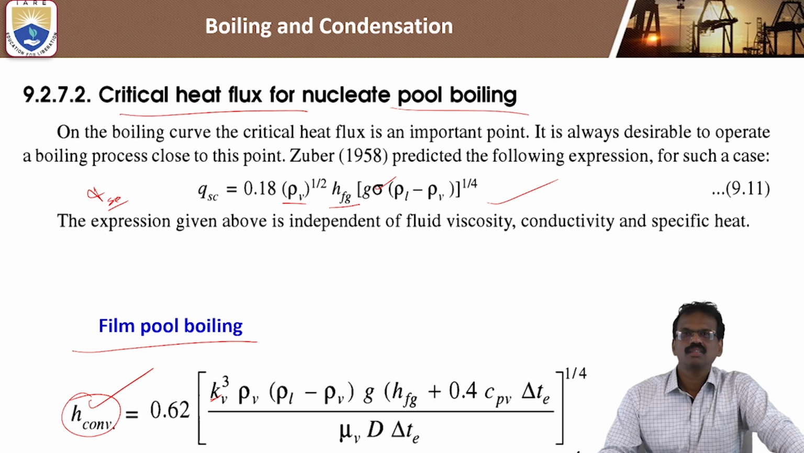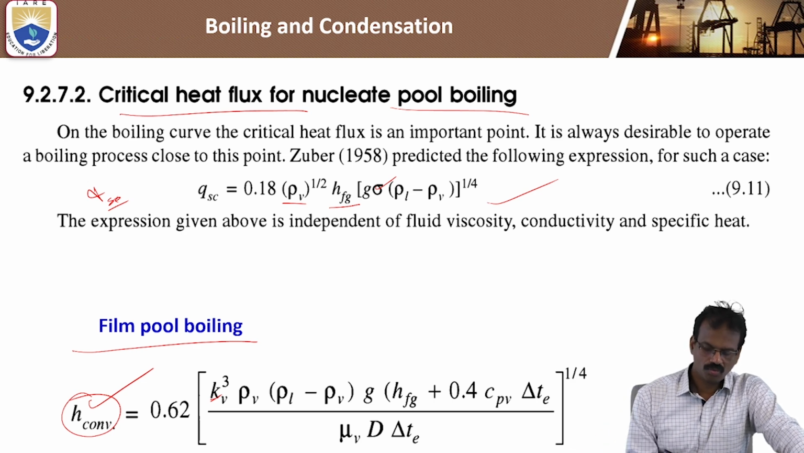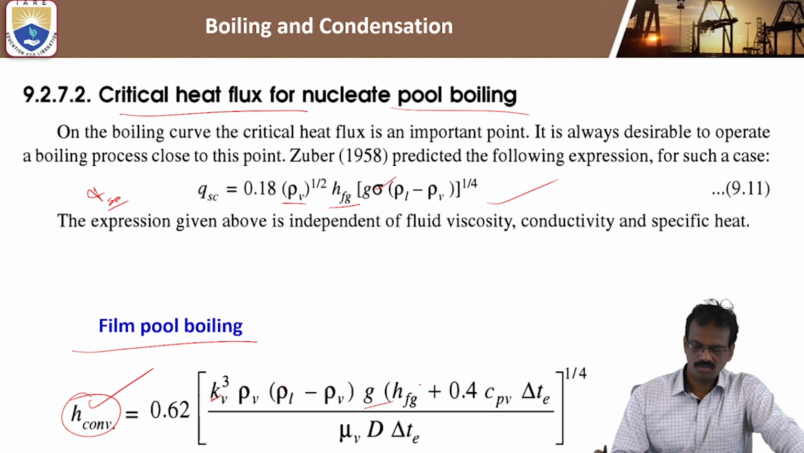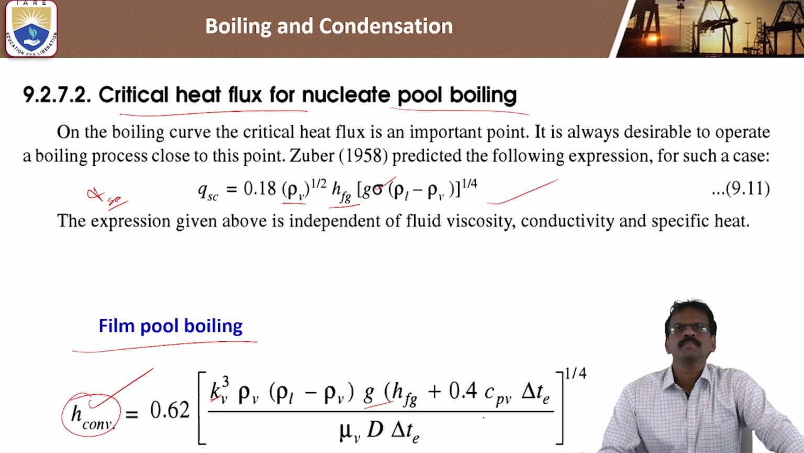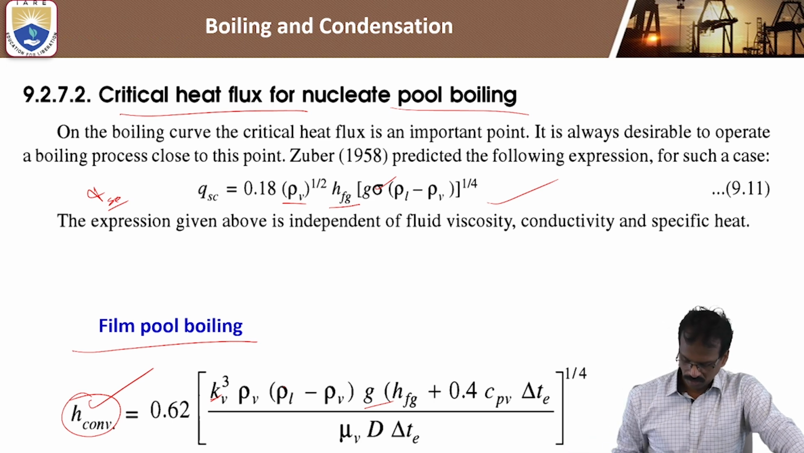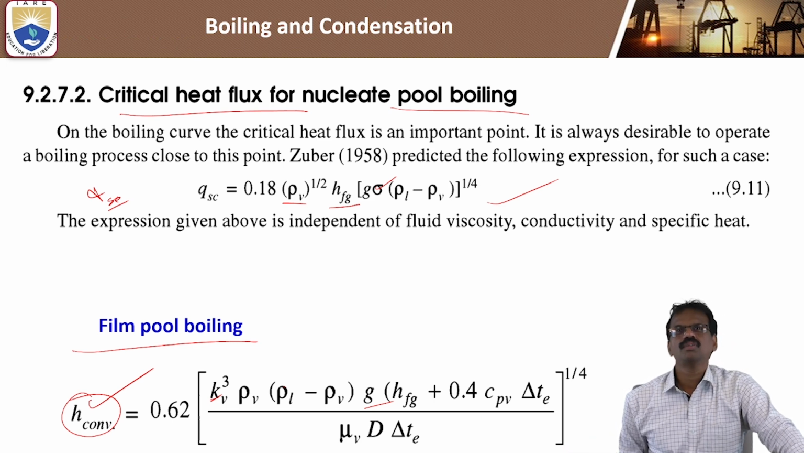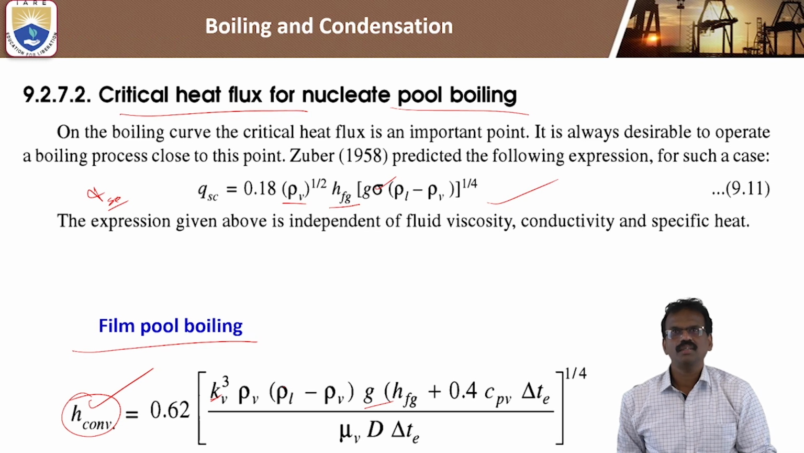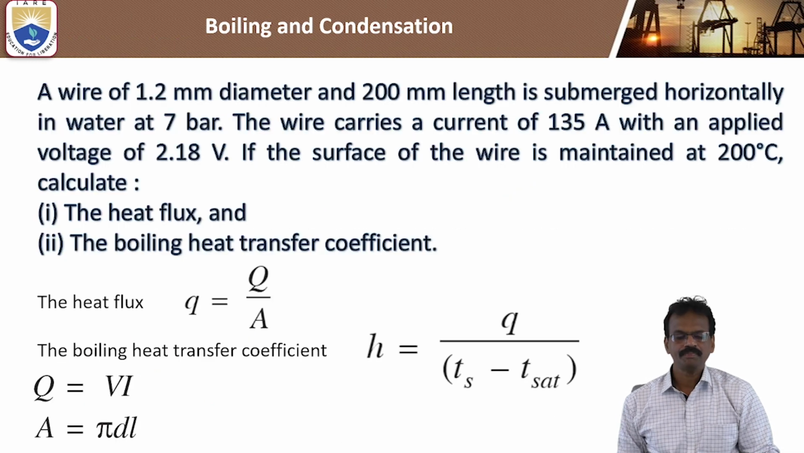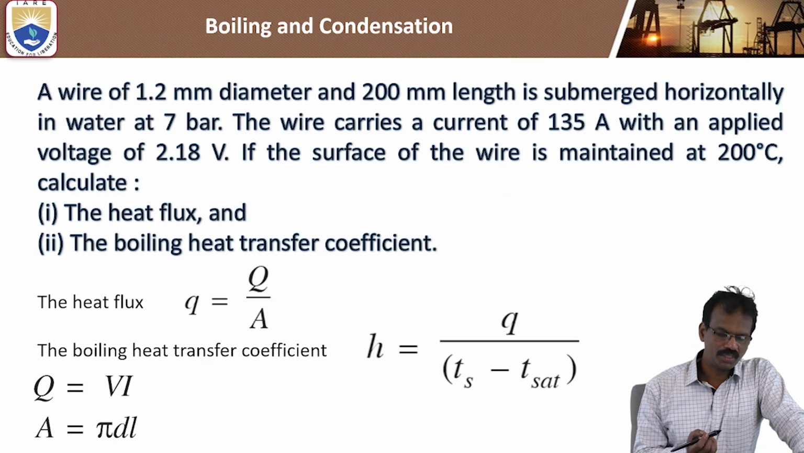Rho V is the density of vapor, rho L is the density of liquid, and G is the acceleration due to gravity, along with the enthalpy. By using these values, you can find the film boiling heat transfer. By using these formulas, we will solve a few numericals here. We'll see the first numerical.